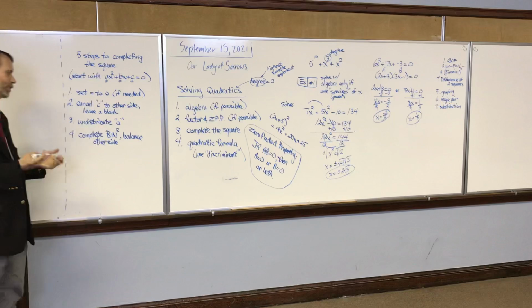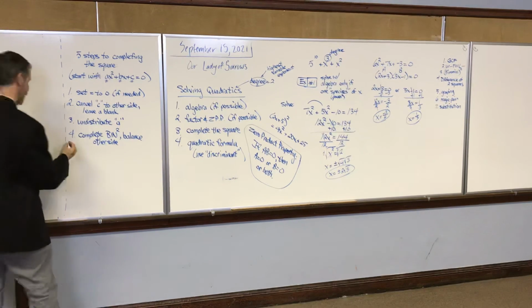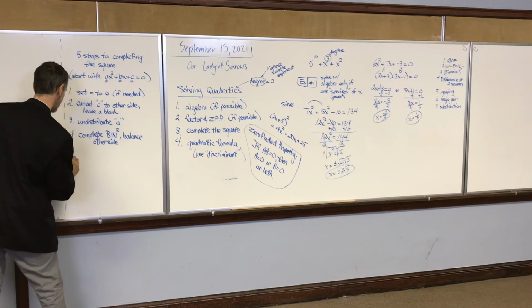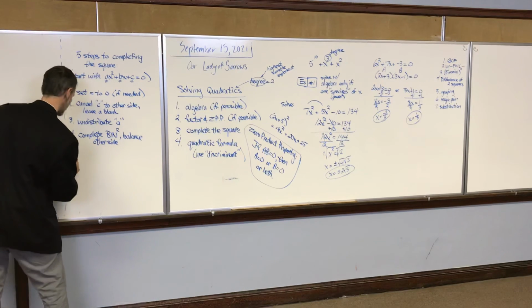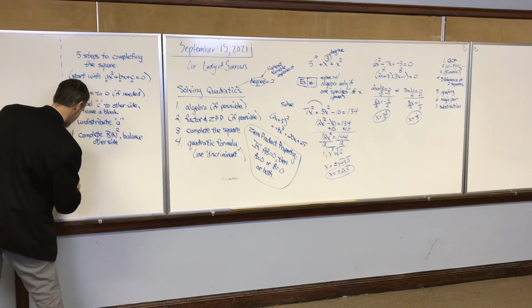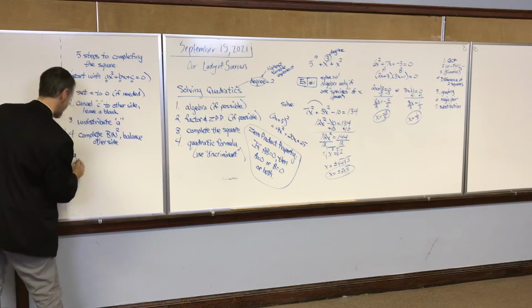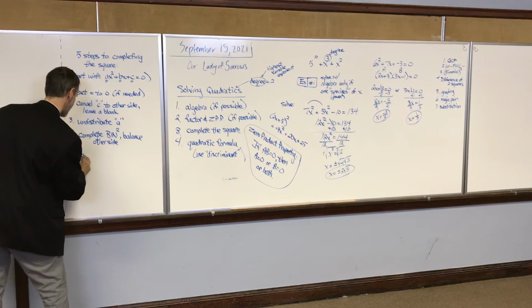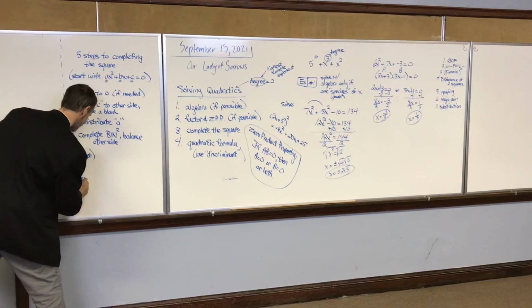Complete the binomial squared and balance the other side. And 5. There are 2 options here: 5a, 5b. 5a is if you want to graph. 5b is if you want to solve.